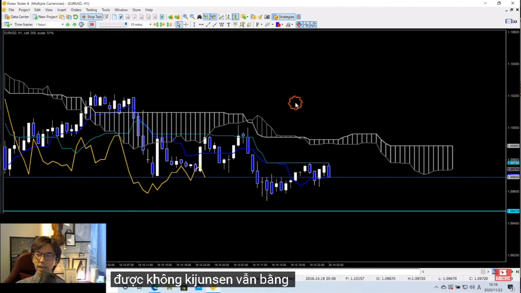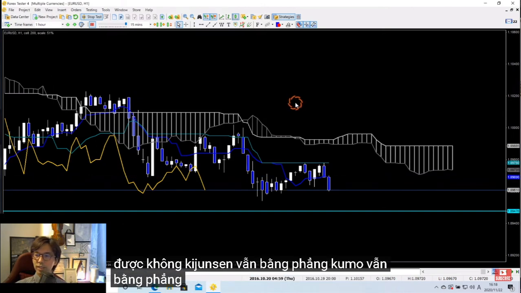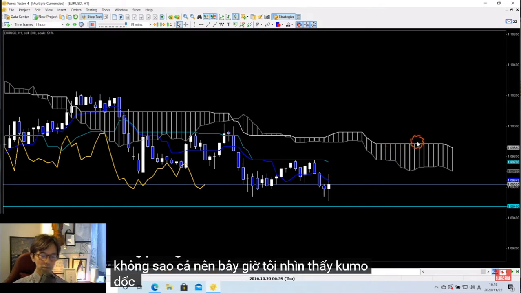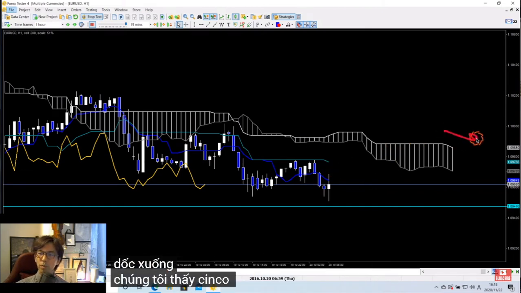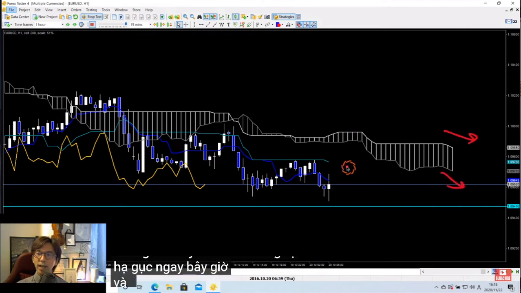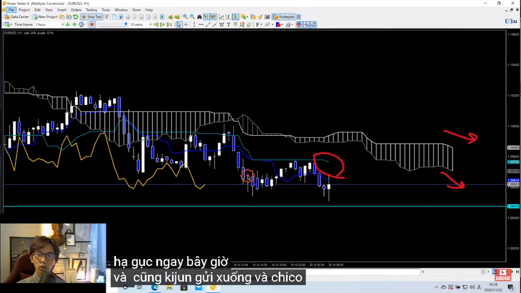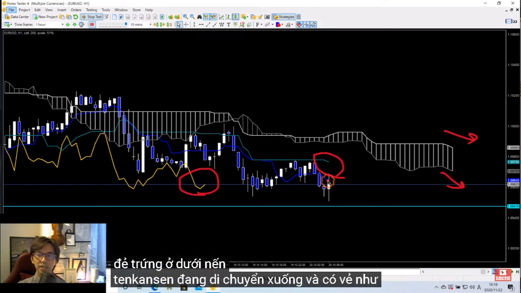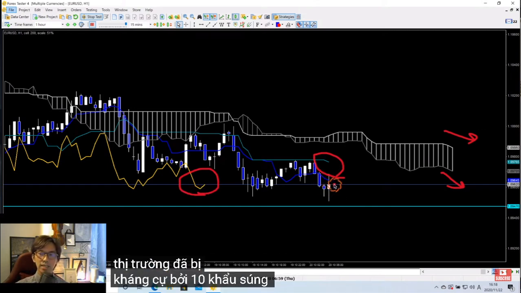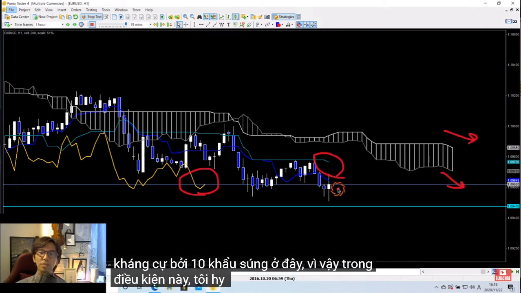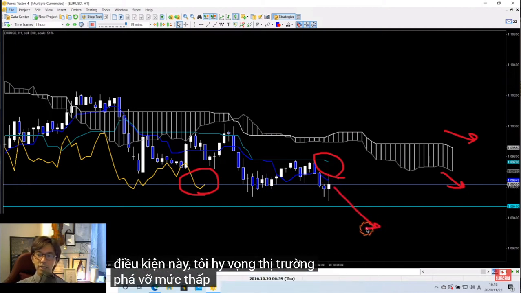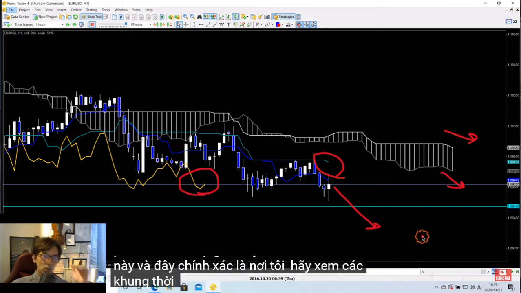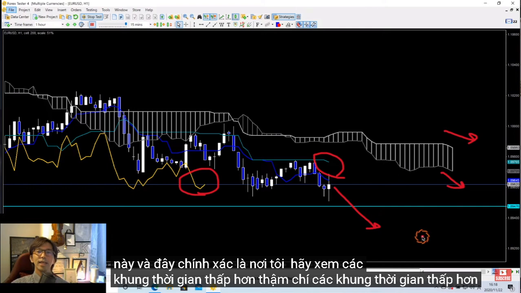Okay, Kijun Sen is still flat, Kumo still flat too. Okay, alright, so now I see the Kumo sloping down. We see the Senko span B down now, A down now, and also Kijun Sen is down, and Chikou span is below the candles. Tenkan-sen is moving down, and looks like the market has been resisted by the Tenkan-sen here. So in this condition, I expect the market breaks the recent low downwards this way. And this is exactly where I look at the lower time frames, even lower time frames.